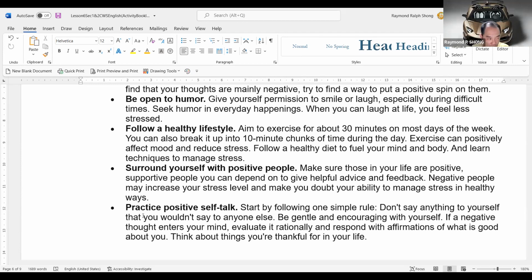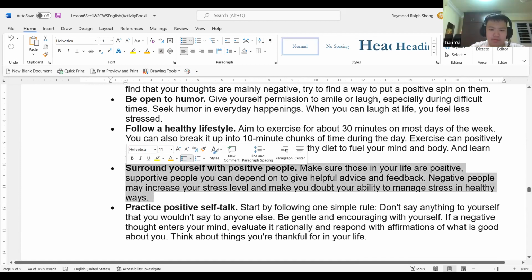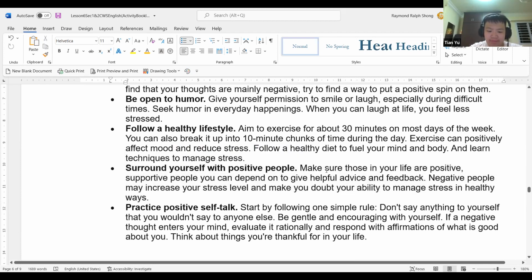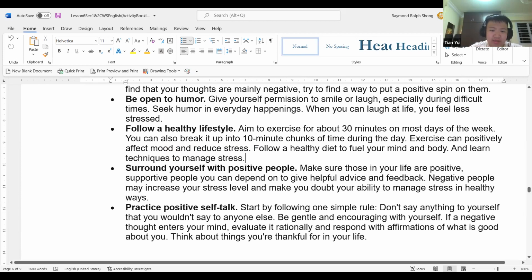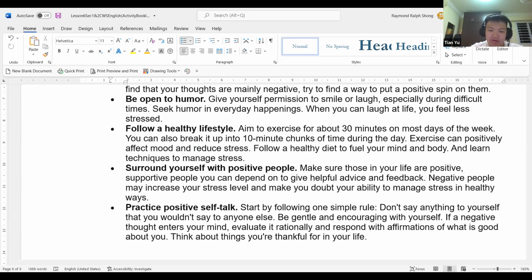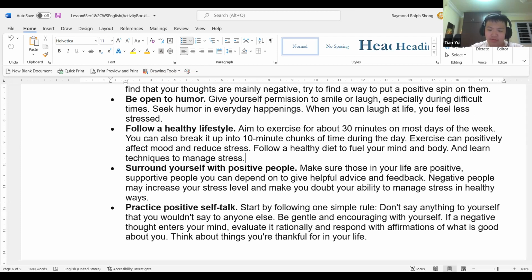Surround yourself with positive people. Make sure those in your life are positive, supportive people you can depend on to give helpful advice and feedback. Negative people may increase your stress level and make you doubt your ability to manage stress in healthy ways. Exactly.